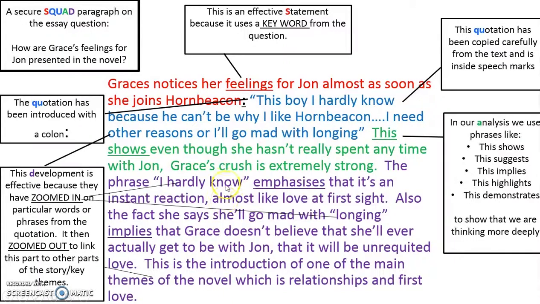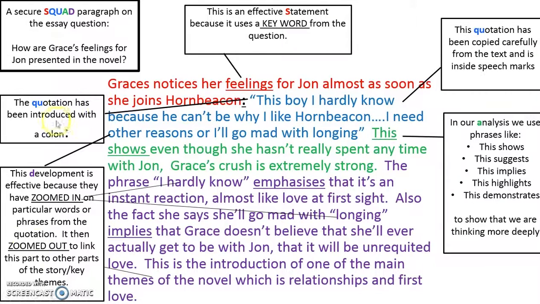In your development, the purple part, you can also zoom out. Instead of going into a quote or a word, you can link out to the whole text. And so you might choose to say, well, actually, this links to something we learn about later on, or this will give us a clue about something that happens later on, or you can mention a theme. So this is an introduction to one of the main themes of the novel, which is relationships and first love.